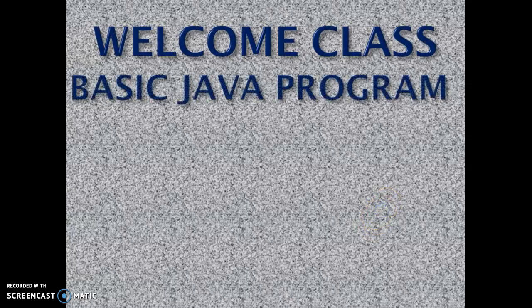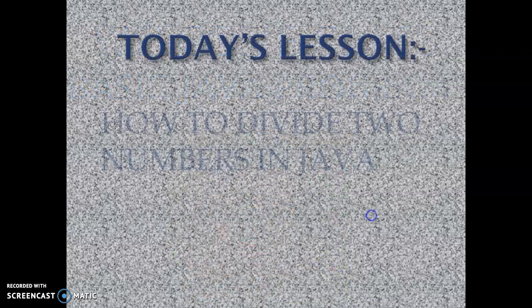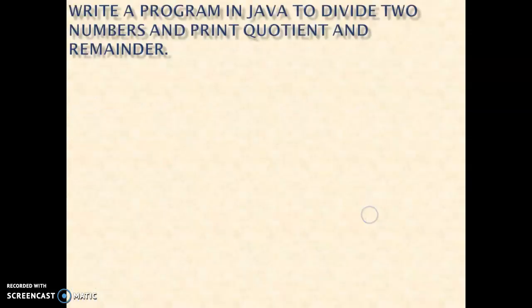Today, I will discuss one simple Java program for you, which is specially for beginners. So, let's start. The program is how to divide two numbers in Java. Write a program in Java to divide two numbers, and after division we find out quotient and remainder. If there is no remainder, then 0, and obviously there is some quotient.